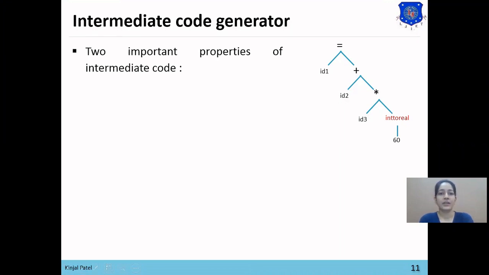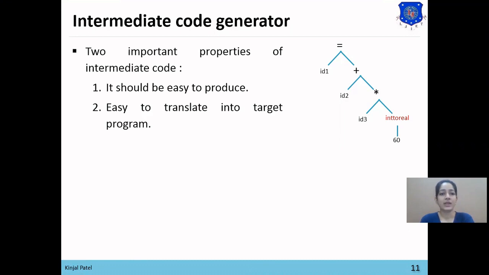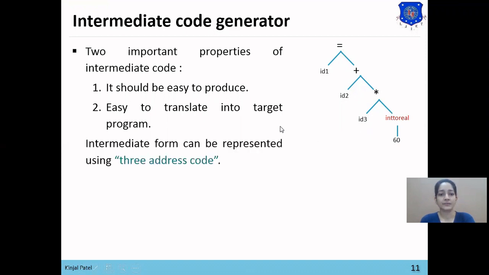There are two important properties intermediate code should have. First, it should be easy to produce, and second, it should be easy to translate into the target program, as we want to convert this intermediate code into the target program. So intermediate code can be in different forms like three address code, tuple, triple, indirect triple, then postfix notation, polish notation, but the most popular one is three address code. So here we will convert this parse tree into three address code.